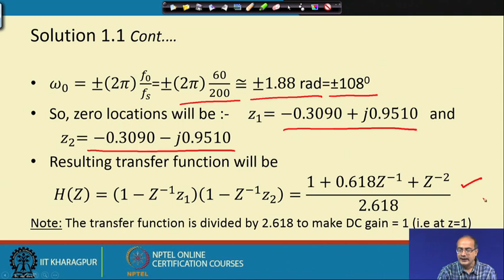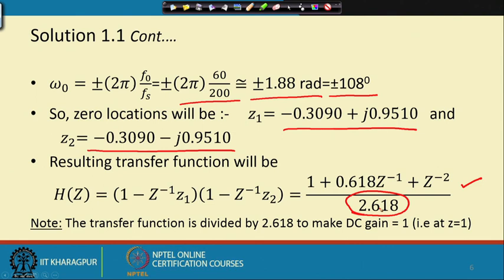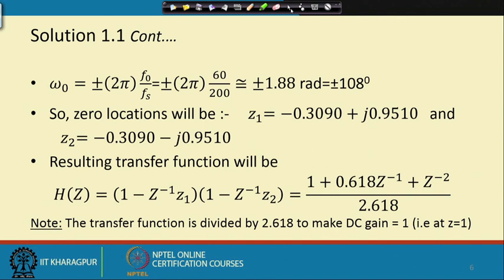Okay. And here we have used a term for normalization. It is just to take care of the DC gain, that is at z equal to 1. What is the gain we are getting? If we do not do any normalization, the value would be 2.618. So, just to make the DC gain equal to 1, we divide by 2.618. That is the normalization term we have used. So, we have the transfer function ready.